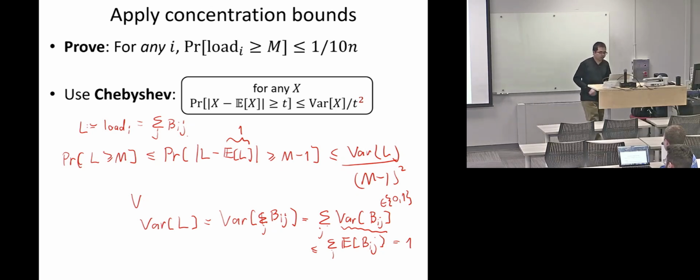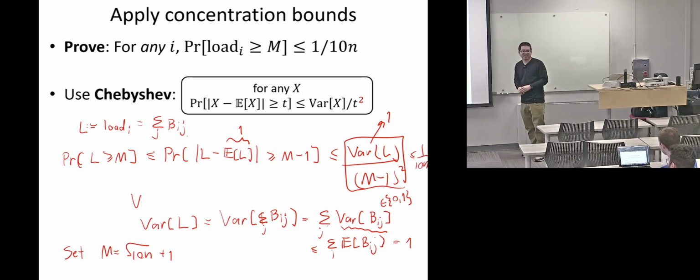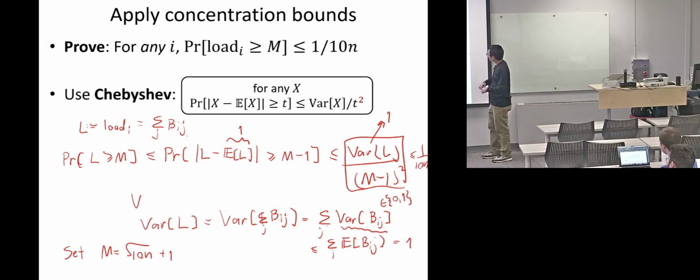Okay. So now what does it mean? This is 1. If I set m to be something like root n plus 1, then this is going to be 1 over 10n. Okay, so now this is something non-trivial, right? By setting m to be this much, we get this. So we conclude in the end that the maximum load is at most root n. That's good.